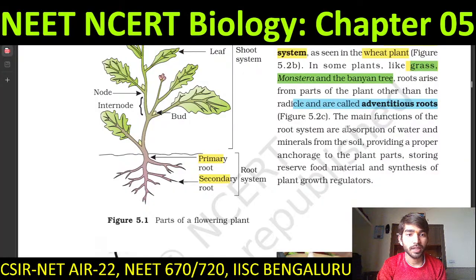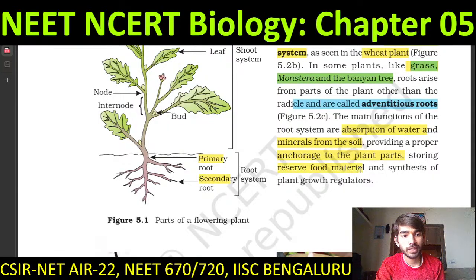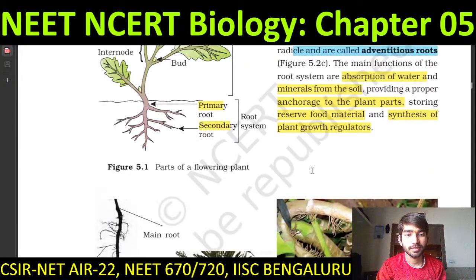The main functions of the root are absorption of water. So all of us know the main function. This is not something new. Absorption of water and minerals from the soil, providing proper anchorage to the plant. So to keep the plants rooted in the soil, it is the function of the root, as the name suggests. It is going to anchor the plant in the soil, storing reserve food material. In some cases, you might have seen sweet potatoes are an example of roots storing food. And synthesis of plant growth regulators. You see examples of some growth regulators that are synthesized at the root tip and they move upwards. We'll see some examples in the later chapters on plant growth regulators.